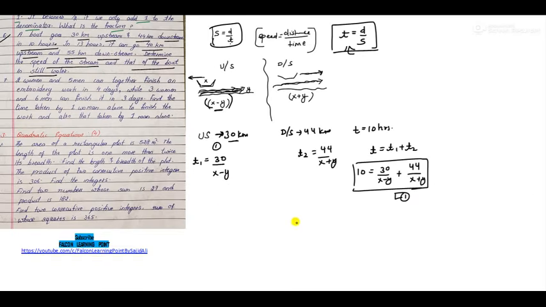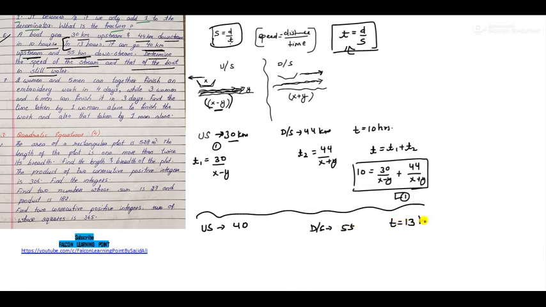Next is the second one. Second case also they have given. Read the next part of the question. It says in 13 hours it can go 40 kilometers upstream and 55 downstream. So upstream this time it's going 40 kilometers and downstream it's going how much? 55 kilometers, and the time it's taking is 13 hours.